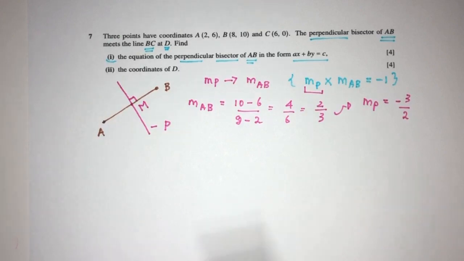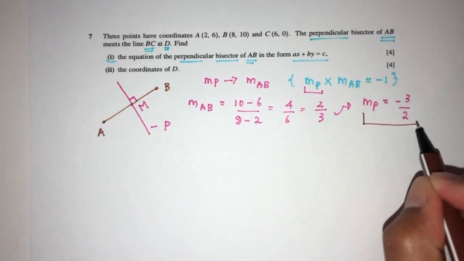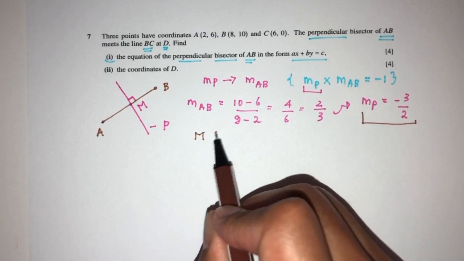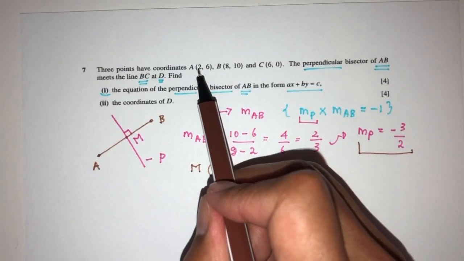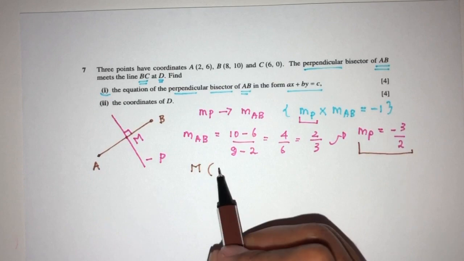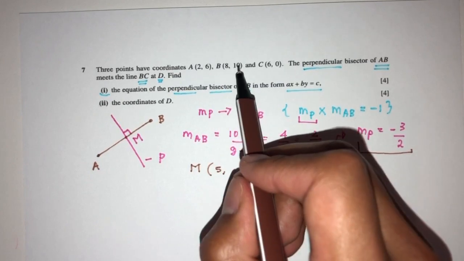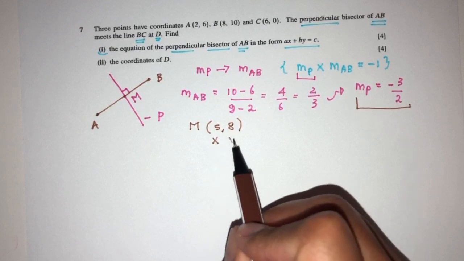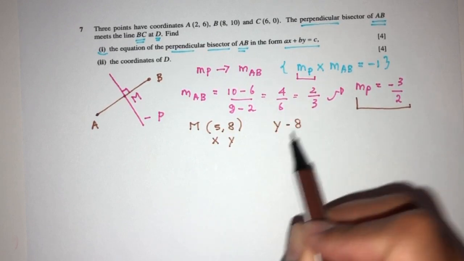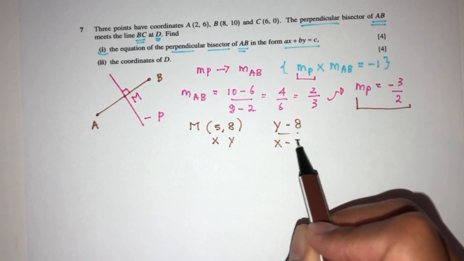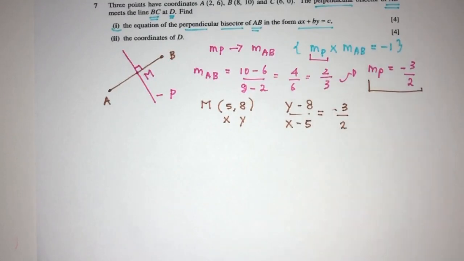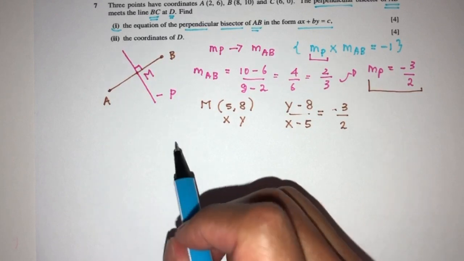Now, since we know the gradient, and since we have a passing point, the midpoint M, we have to find that. That will be x1 plus x2, which is 10, divided by 2, that will be 5. 6 plus 10 will be 16, divided by 2 will be 8. That will be x and y. So y minus 8 over x minus 5 has to be -3 over 2. Cross multiply to see what happens.